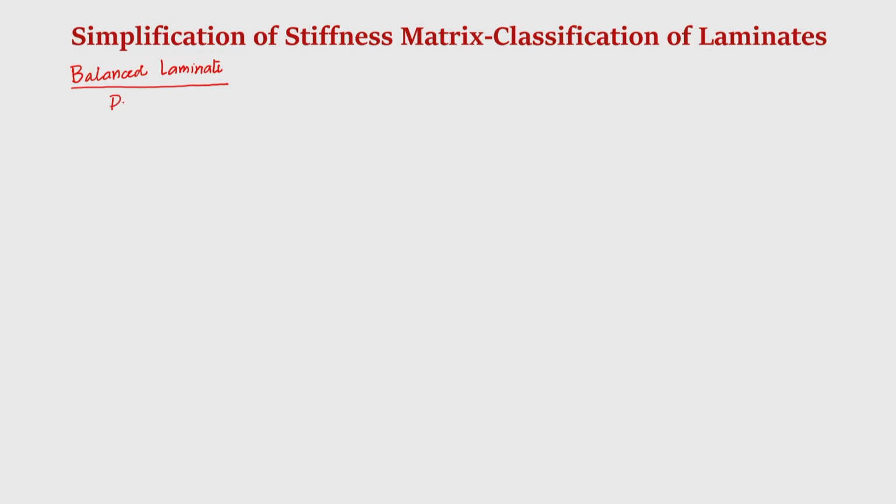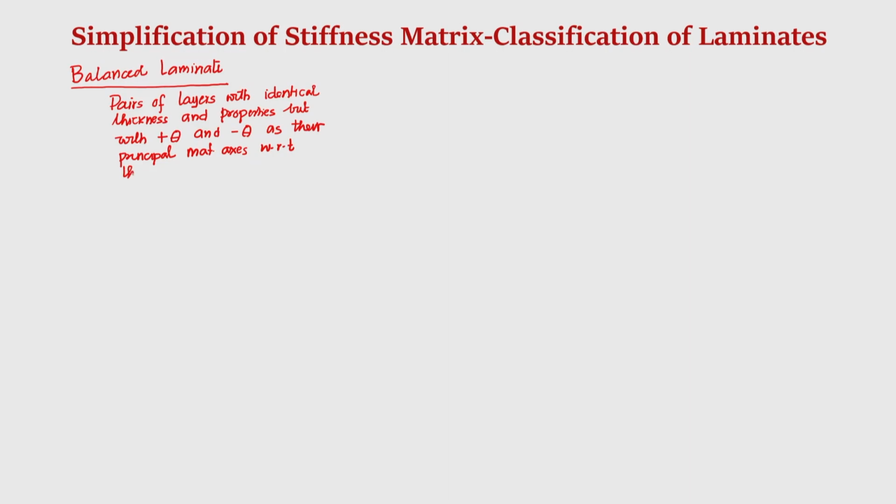That means it consists of pairs of layers with identical thickness and properties, but with plus theta and minus theta as their principal material axis, or the fiber orientation, with reference to the laminate axis, the laminate analysis axis.